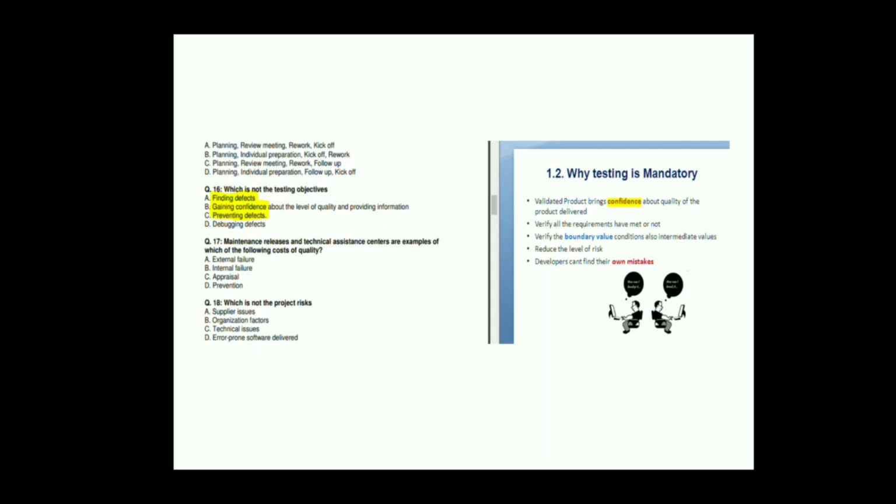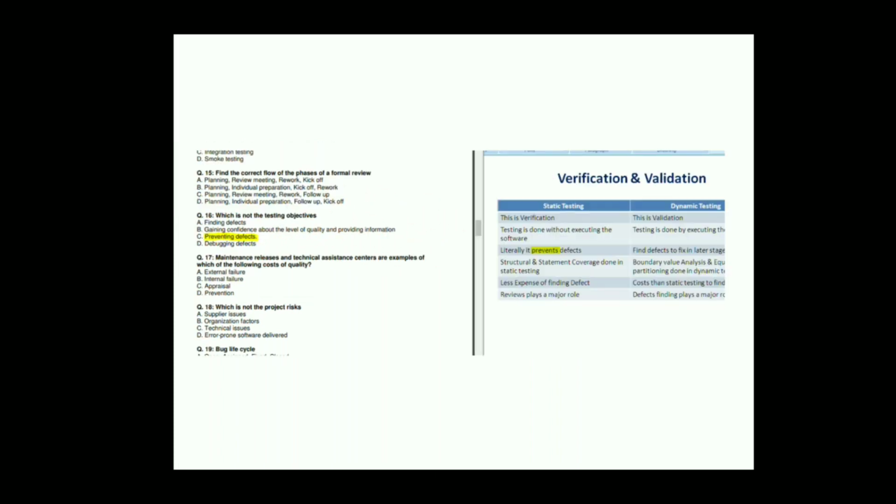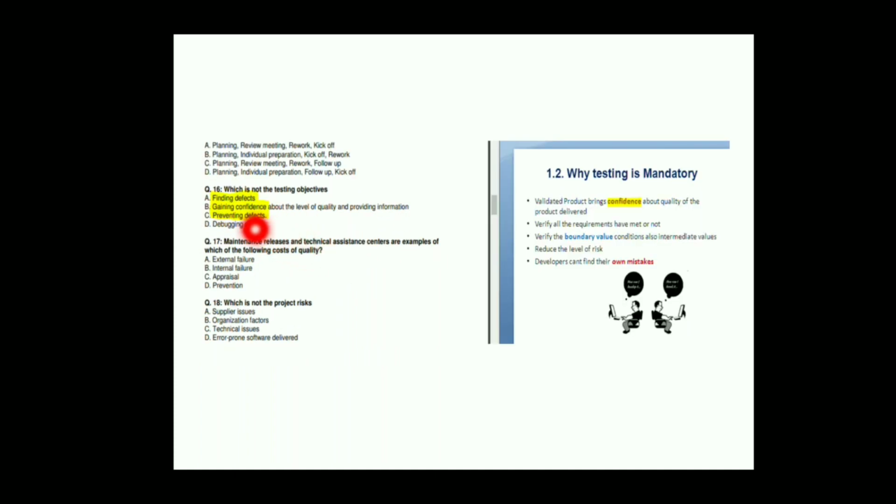Then gaining confidence. This one also we have in some other slides. See here, why testing is mandatory. We have given it in the third video tutorial, and second in the subject based. Here, validating the product brings confidence about the quality of the product. So the testing objective is gaining the confidence. Then preventing the defect, yes, of course, here we have seen, so literally it prevents the defect. Gaining the confidence is this, and finding the defect is the definition for testing. So the remaining one is debugging the defect, so definitely this is not part of the testing objective.